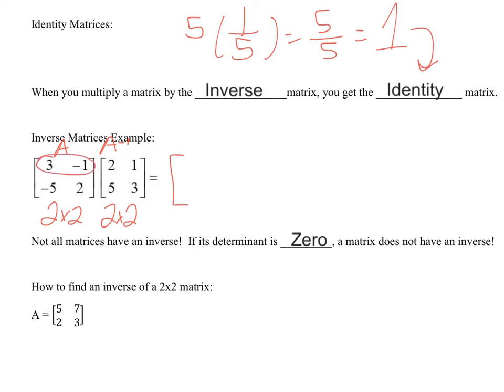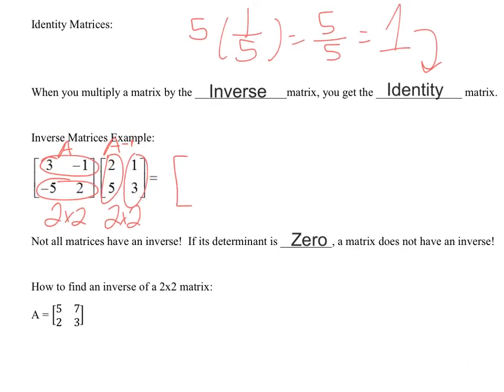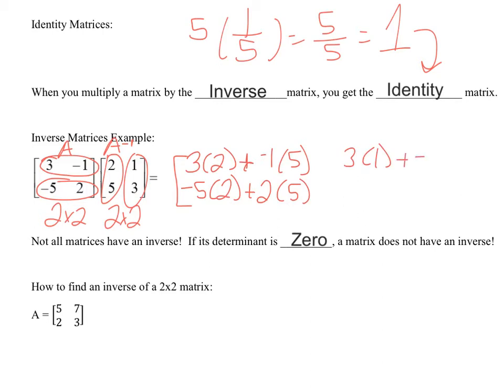We're going to focus on rows on the first one and columns on the second. So we're going to do, ooh, that's fun. We're going to do 3 times 2 plus -1 times 5. And then we're going to do -5 times 2 plus 2 times 5. Over here, we're going to use 3 times 1 plus -1 times 3. And then down here, we're going to use -5 times 1 plus 2 times 3.